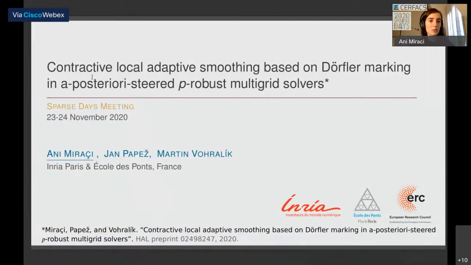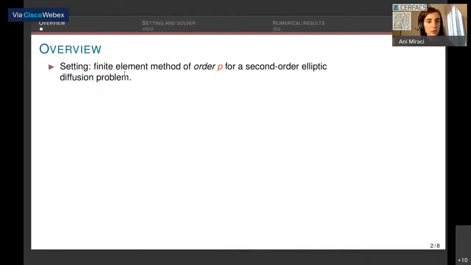I would like to talk about a contractive local adaptive smoothing based on Dörfler marking in a-posteriori-steered p-robust multigrid solvers. This is a joint work with Jan Papes and Martin Voralik, and it can be found in the following preprint. We will be working with algebraic linear systems that come from the discretization by finite element method of polynomial order P for second-order elliptic diffusion problems.